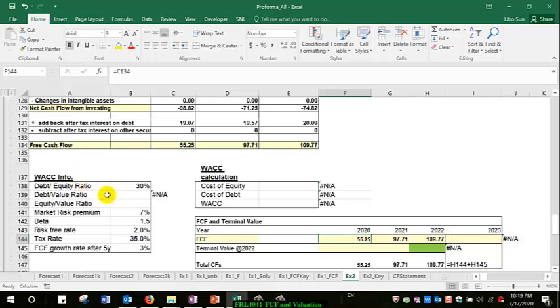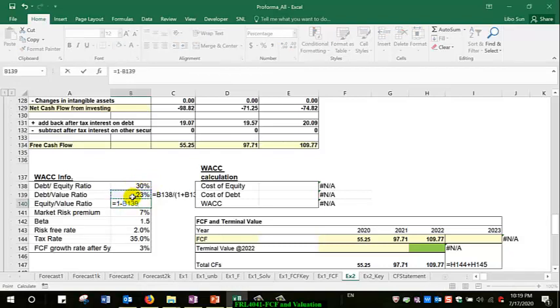Next is we want to figure out the WACC. So these are some information given to us. Remember our target debt equity ratio is 30%. So we need to do what is the proportion of debt, proportion of equity, then figure the cost of equity, cost of debt. So let's do the weights first, proportion. So we can use 30%, divide 1 plus 30%. So this gives us the proportion of debt 23.